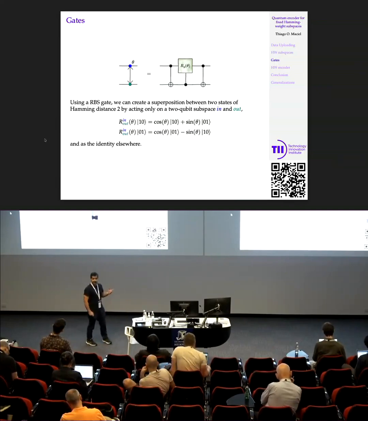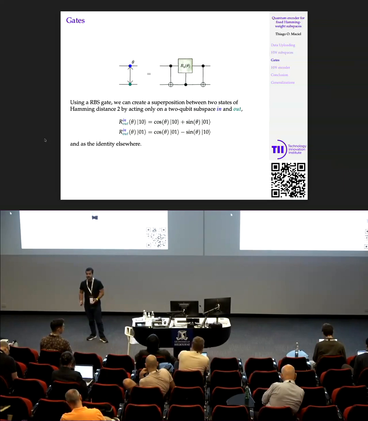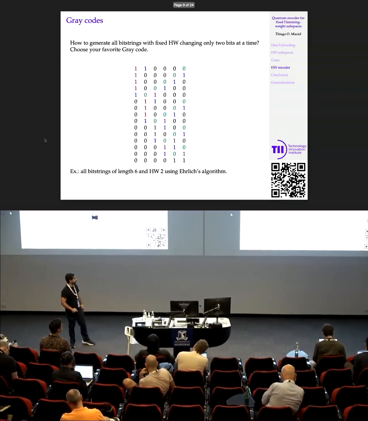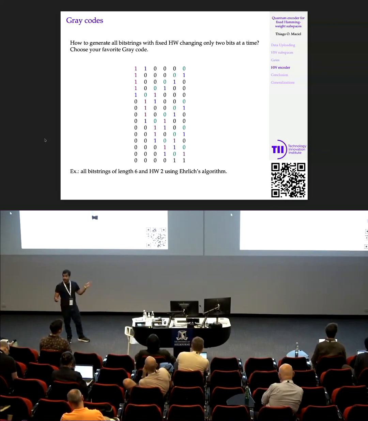Now, this leads to the question, can we generate all bit strings for fixed length and fixed Hamming weight, changing only 2 bits at a time? Answer is yes, you can use Gray codes. Gray codes are efficient classical algorithms that generate all these bit strings for us, and there are plenty of them, so pick your favorite. My favorite is the one that I know how to implement in the computer. In this case, it's Erdős algorithm.